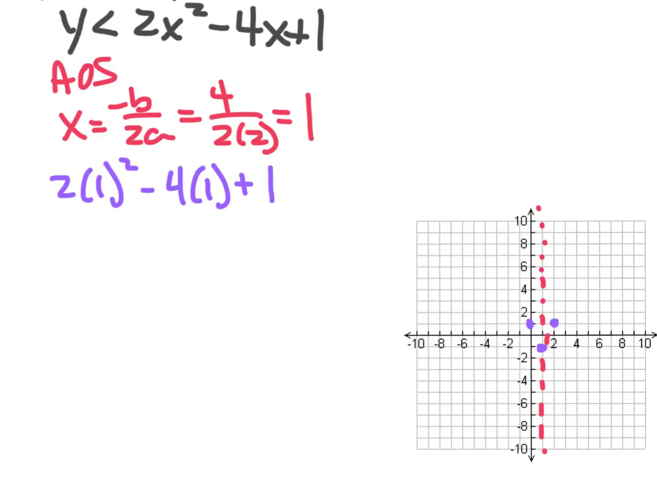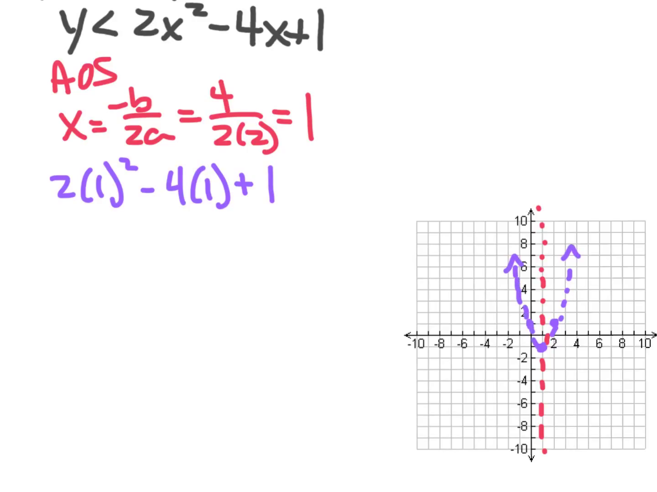We also remember just from our rules, if the a is a stretch of 2, instead of going over 1 up 1, I went over 1 up 2. So if I wanted to plot more points, instead of going over 2 up 4, I would go over 2 up 8 because we're multiplying all the y values by 2. So just draw a rough sketch. It's a dashed parabola.